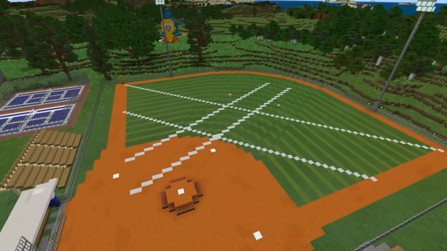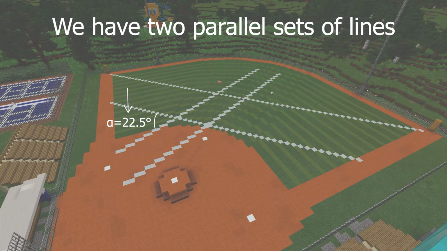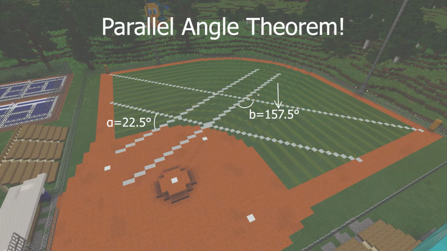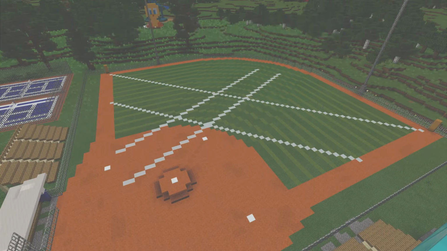So if we look down at the baseball field, we're going to see two sets of parallel lines, and I give you that one angle, A, is 22.5 degrees. So what is the angle of B? I'll give you a hint. Do you remember parallel angle theorem? It was something you may have learned in 9th grade geometry. Well, if you use that, you'll get the answer is 157.5 degrees. That's what B is. So let me explain it a little bit for you.